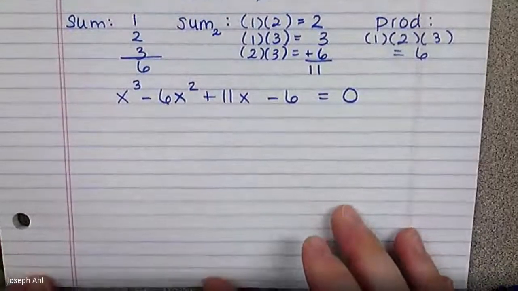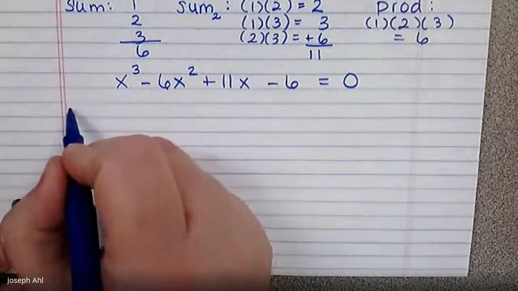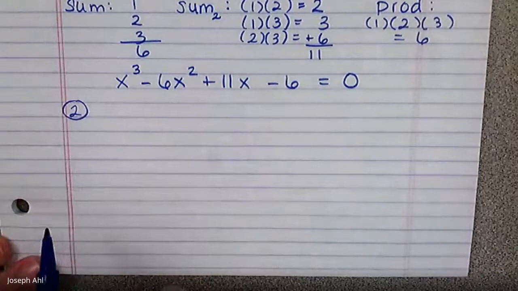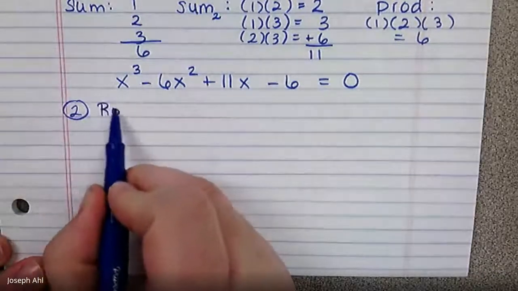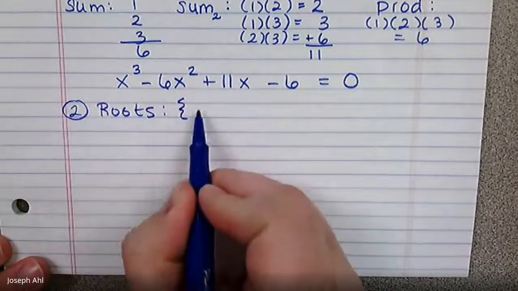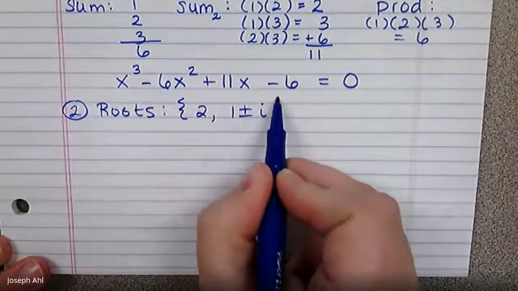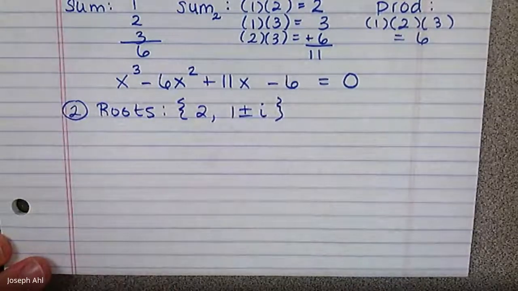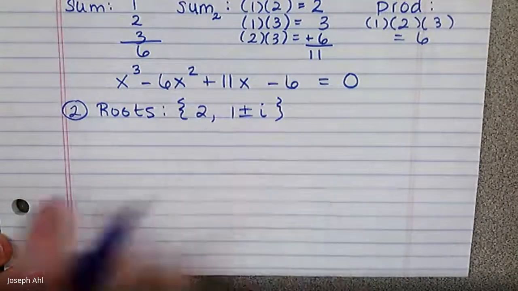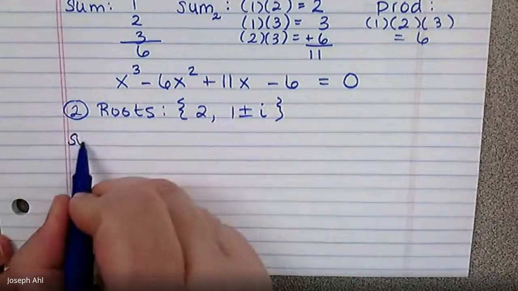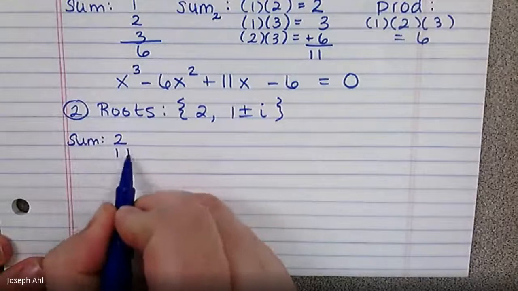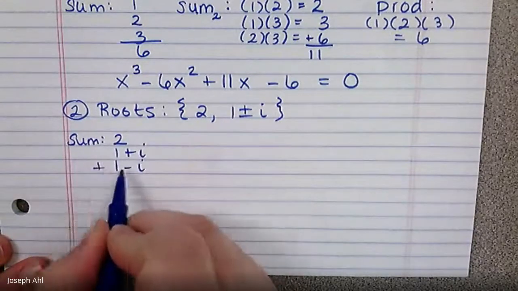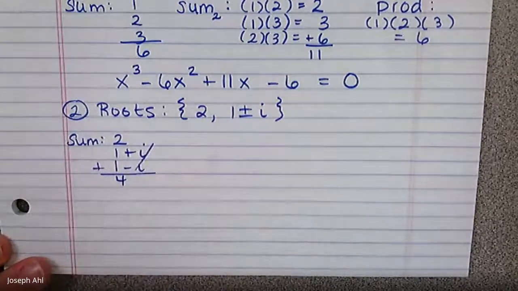Okay, let's try another one where we throw in some complex roots, like we started today with the quadratic example. If the roots are 2 and then 1 plus or minus i, let's figure out what the cubic equation is that has those 3 roots. So if we find the sum first, 2, 1 plus i, and 1 minus i, that would all add up to 4 because the i's will cancel, and that should always happen.